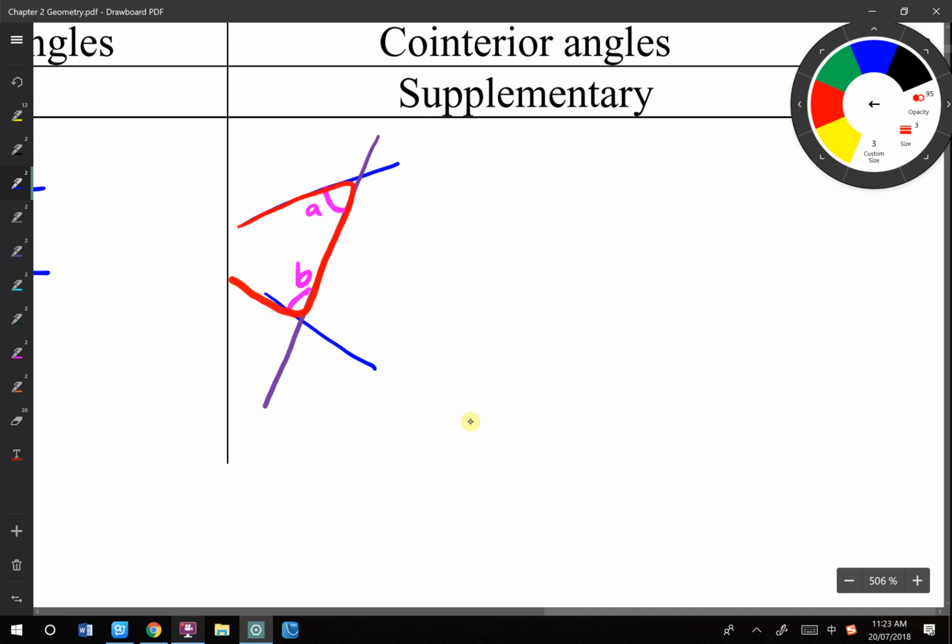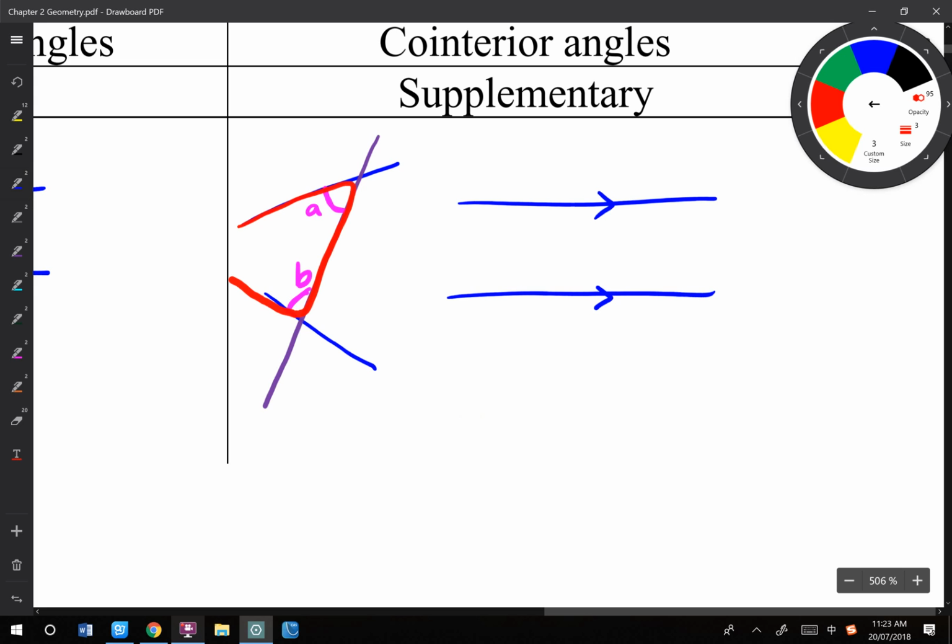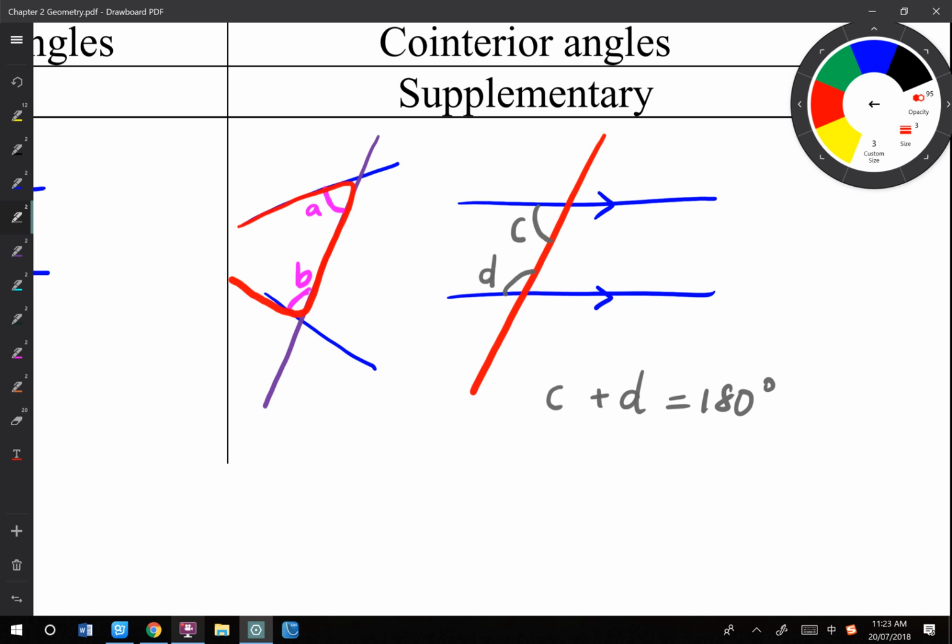So if two lines are parallel, then we have angle C and angle D. That's angle C, that's angle D. So C plus D should equal 180 degrees. They are not equal. Co-interior angles will not be equal to each other if the lines are parallel, but instead they add up together to give 180 degrees.